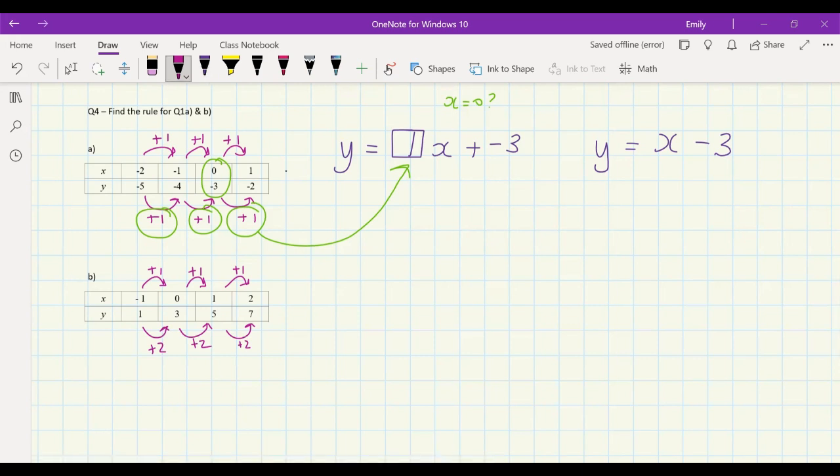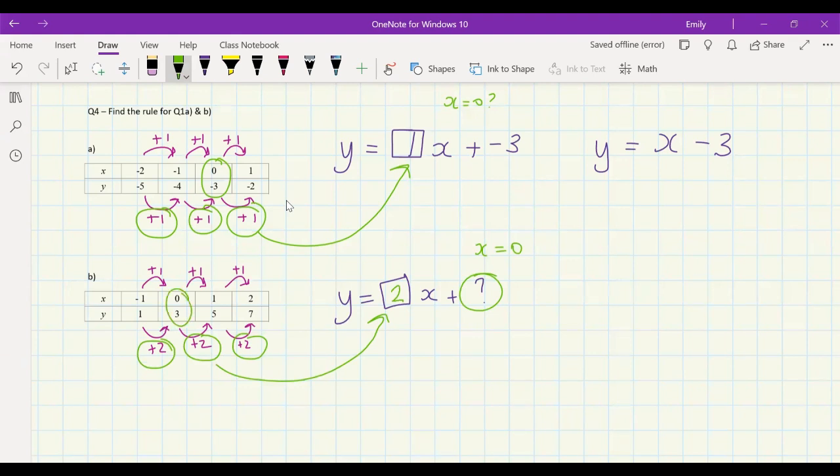Now, remember the rule is y equals something times x plus a number. Now, the something times x is whatever we're doing here at the bottom. So that number is a 2 in this case. And then we have to work out, well, what are we adding here? And this one, we've got to go to where x equals 0. Go over here at x equals 0, and it's 3. So the rule should be y equals 2x plus 3.